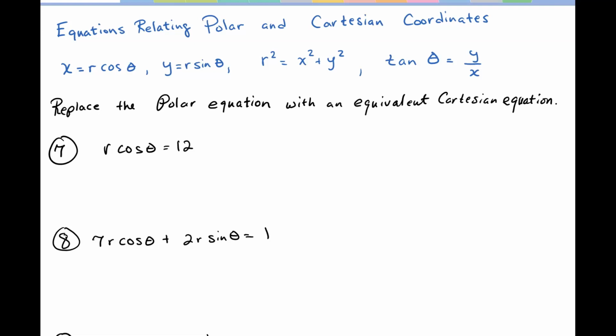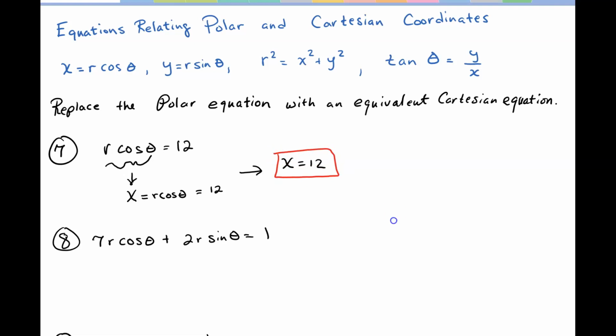So the first example I have here says r cosine theta equals 12. So I should recognize that from my equations up at the top relating the polars to the Cartesians. And I know that this right here, r cosine theta, is just equivalent to x, because x equals r cosine of theta. So x equals r cosine theta, and that just equals 12. So my equivalent Cartesian equation states that x equals 12. And nothing to it.